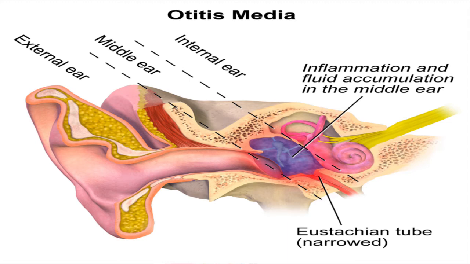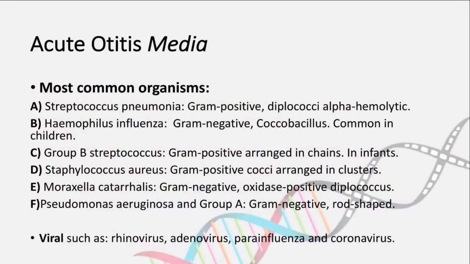Now, for the most common organisms in acute otitis media, we have Streptococcus pneumoniae, Haemophilus influenzae, Group B Streptococcus, Staphylococcus aureus, Moraxella catarrhalis, and Pseudomonas aeruginosa. But remember that it could be viral, such as rhinovirus, adenovirus, parainfluenza, and coronavirus.